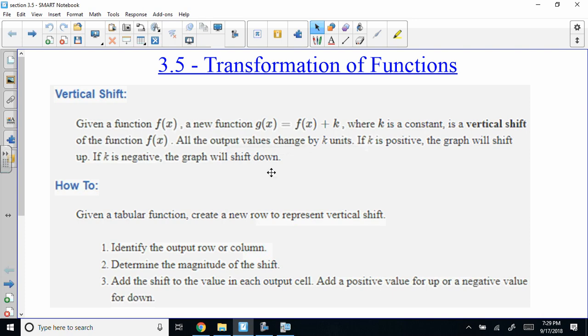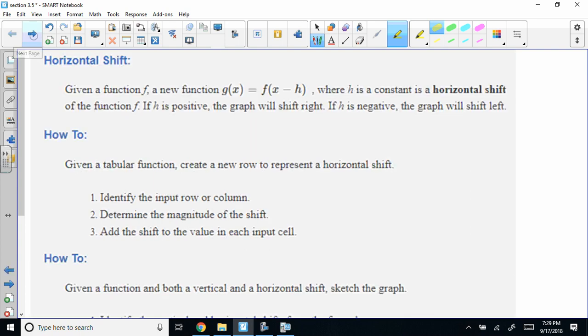Transformations of functions. Shift happens, right? So when you are outside of the function itself, and this is what I mean by outside, here's the function f of x plus some constant, plus or minus. Then it's a vertical shift, either up or down, right? You're doing something after you evaluate it. Then you're going up or down. Okay? If k is negative, it's shift down. So there's the how-to.